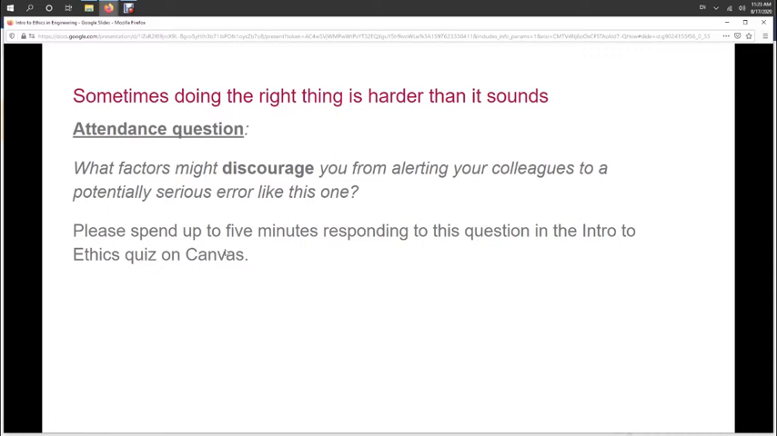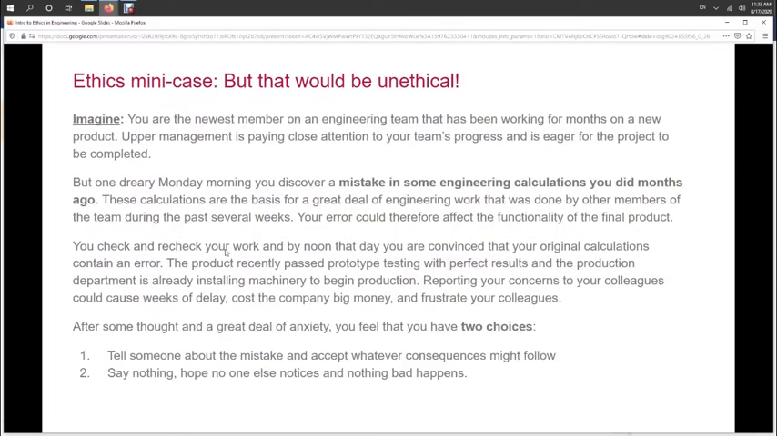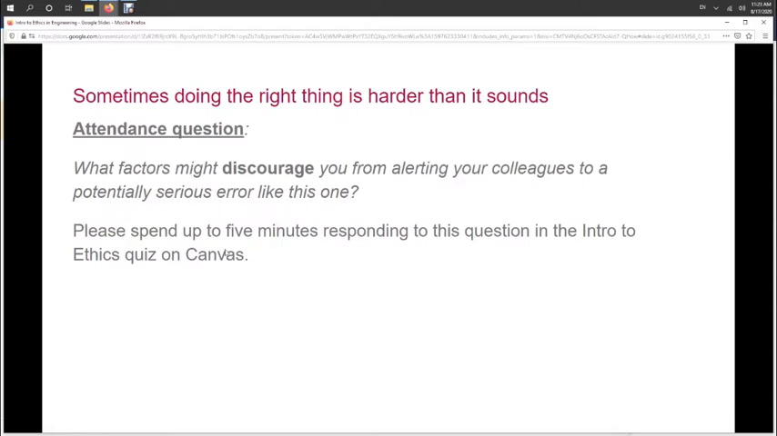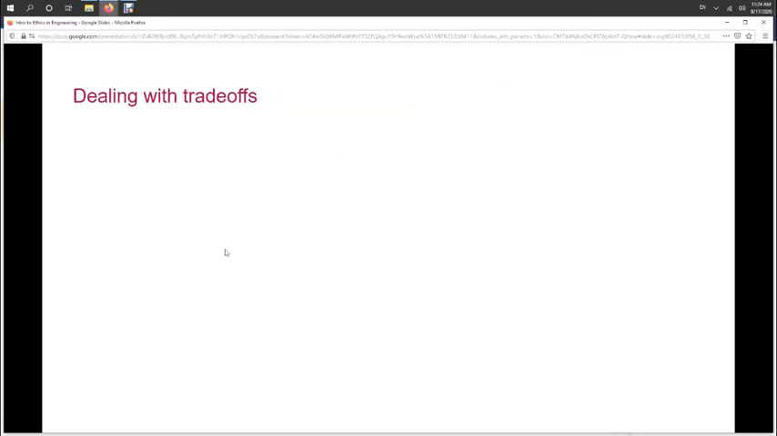If you could spend about 5 minutes thinking about that, you can use the information that was provided in the mini case here. You can also use your imagination and just think what it would be like to be in such a situation. What types of factors could potentially make you decide to not report the error? Okay, so that's the attendance question.